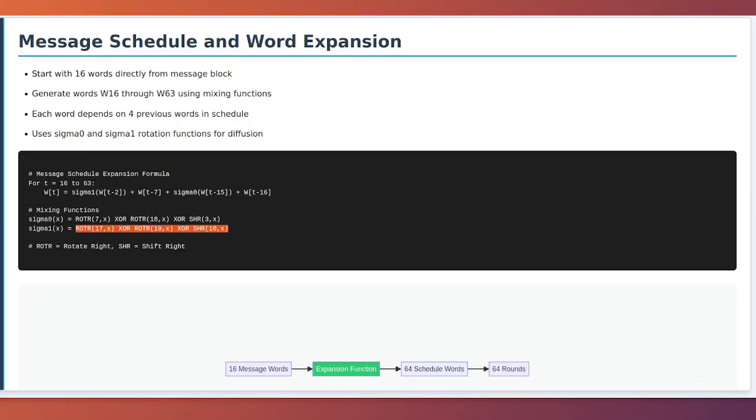Each generated word Wt depends on words from 4 different earlier positions in the schedule. This creates a complex web of dependencies that makes it extremely difficult for an attacker to craft inputs with specific properties.